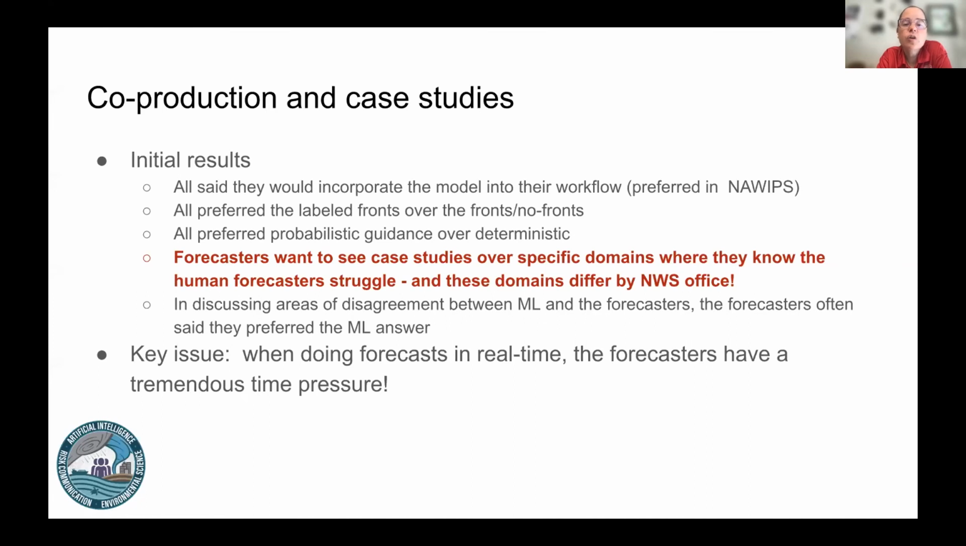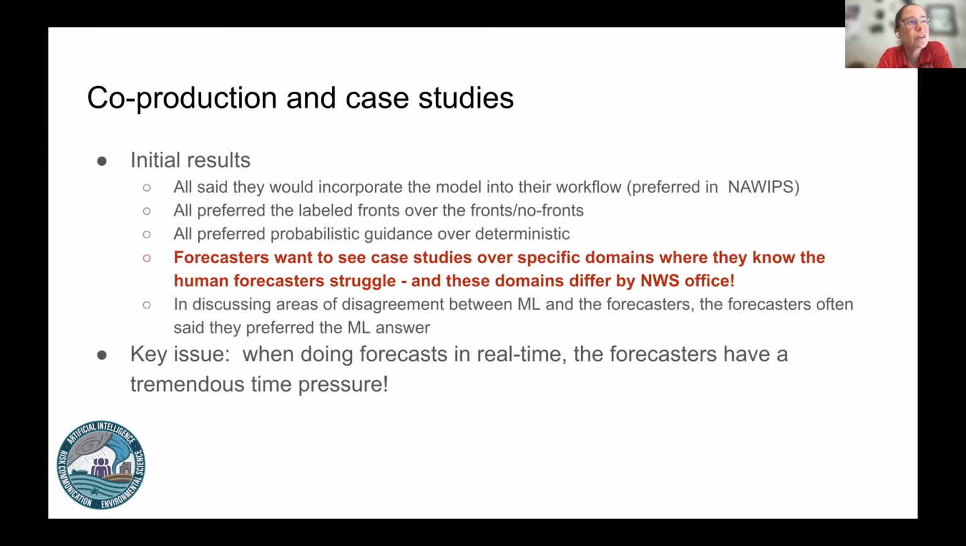But they all said they would incorporate the model into their workflow, which was a little bit surprising to us. Actually, we expected somebody to at least be grumpy, not anybody in particular. We just assumed somebody would be like, no, I don't like this. I don't want the machine learning model. But instead, every single one of them loved it. And they like our interactive interface, but they all wanted it inside the interface they're used to. And also, it's the interface they have to draw their fronts in. So it makes the most sense for them not to have to go from one screen to another.